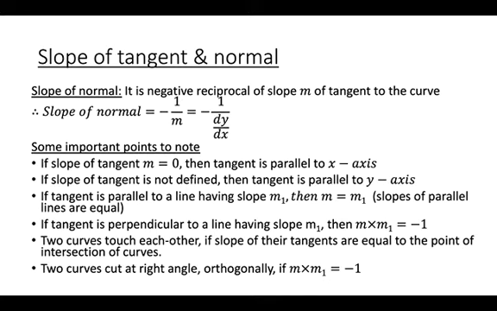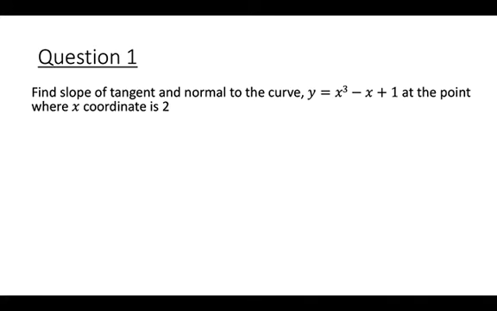Now let us discuss some questions. Find slope of tangent and normal to the curve y equal to x cube minus x plus 1 at the point where x coordinate is 2.